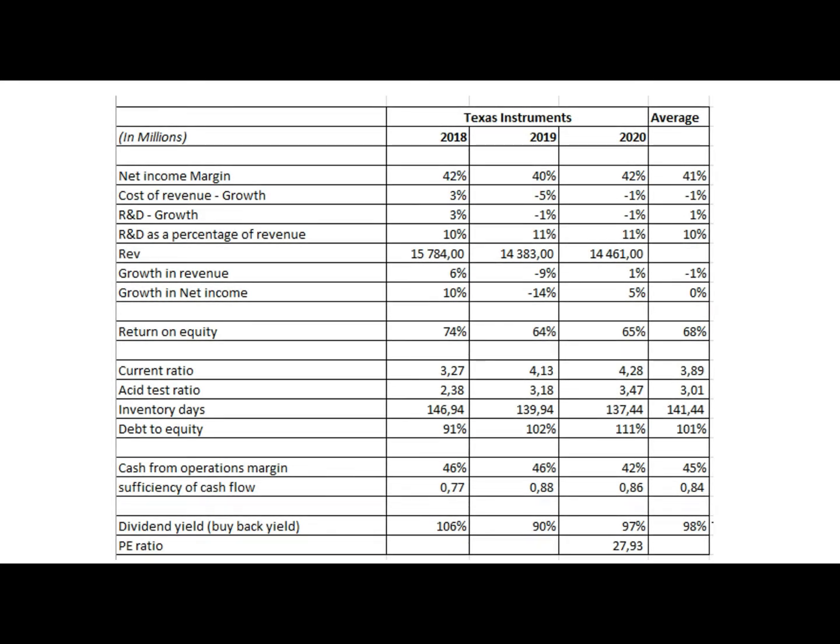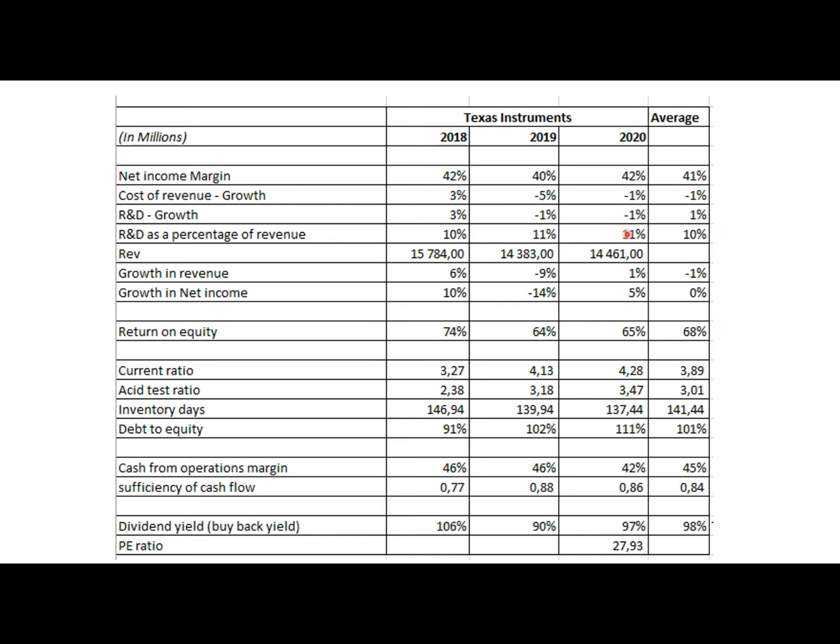Texas Instruments is a designer and manufacturer of semiconductors. Okay, let's get into the financial performance. The net income margin has been consistently strong and at more than double the industry average. The industry average is about 18%. The margin is of course supported by good cost control.